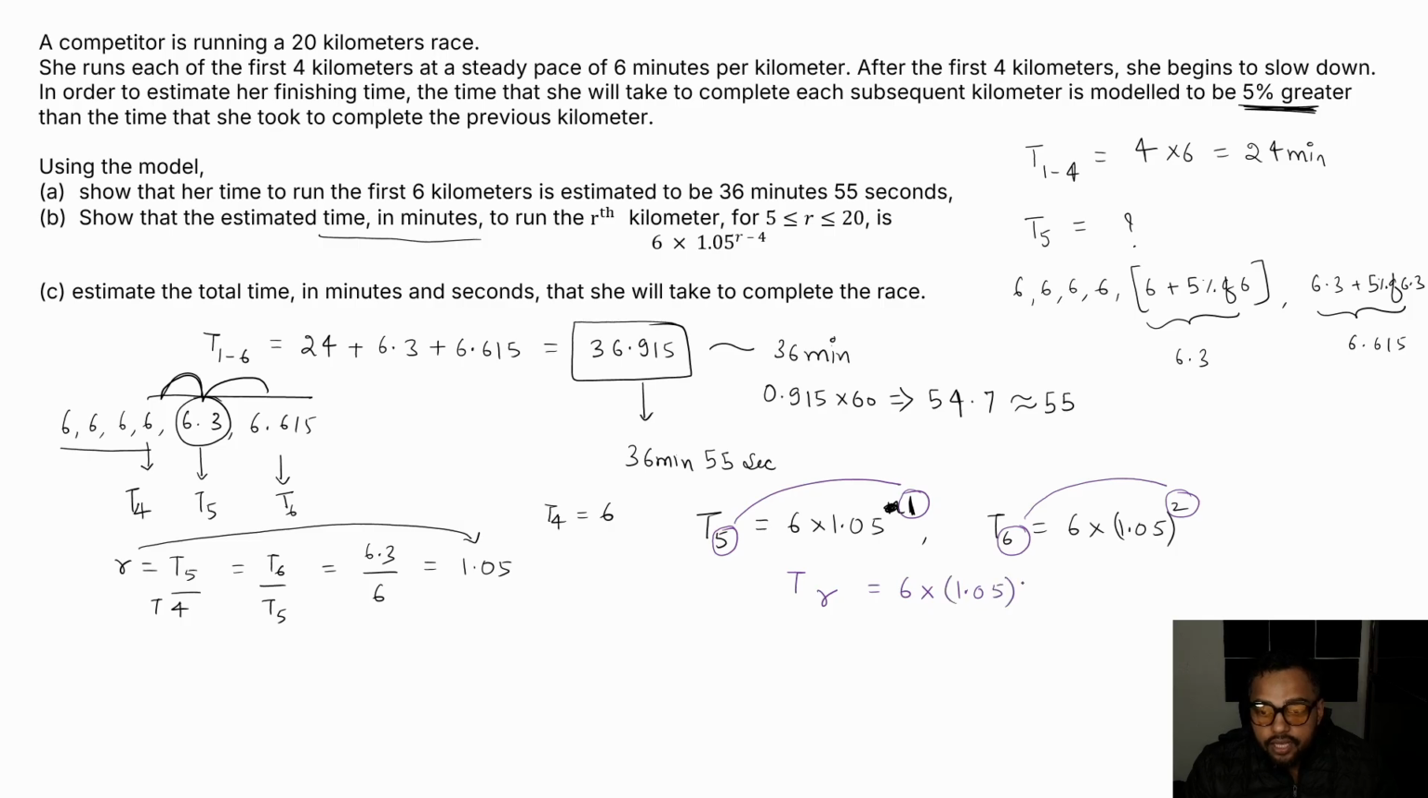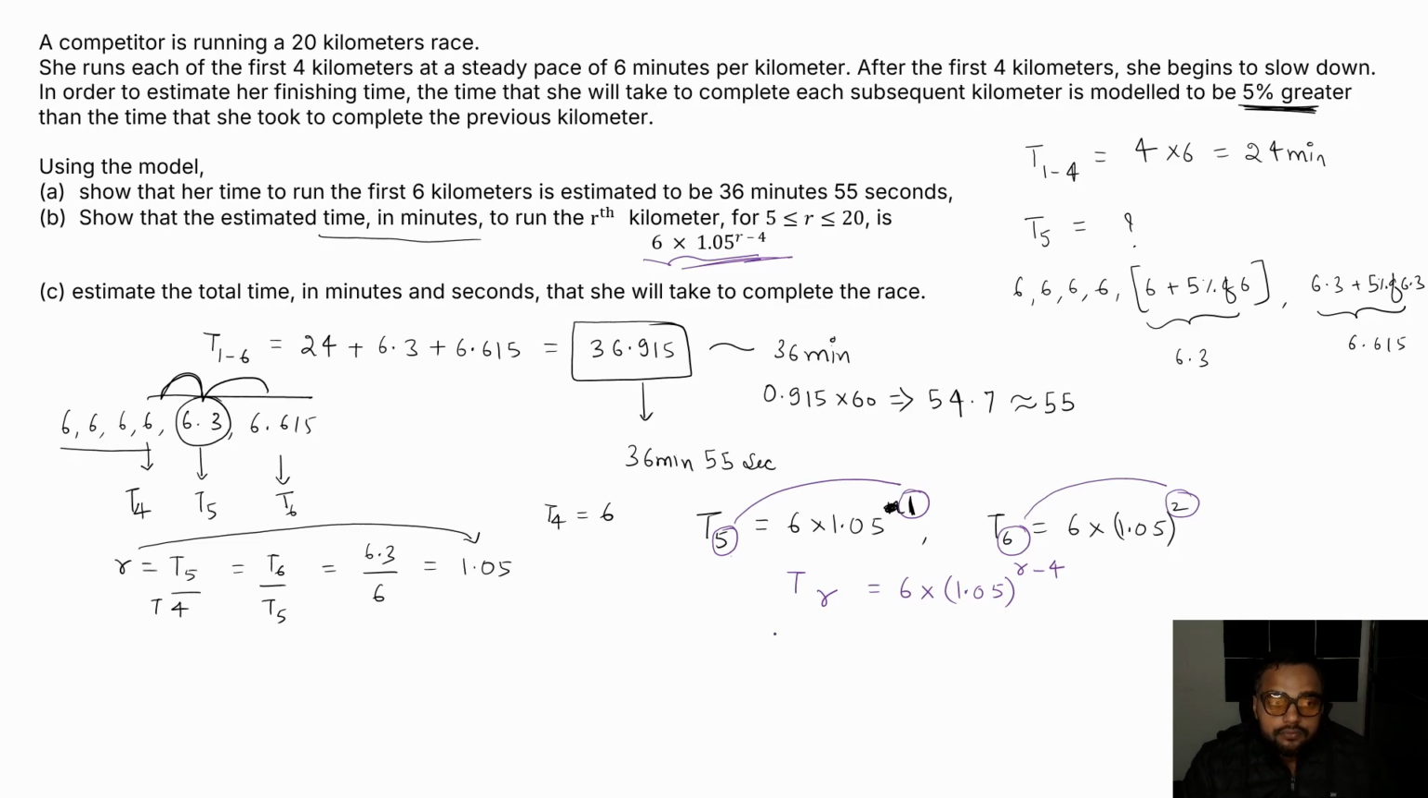Now what will be the value, what will be the exponent here? That will be equal to r minus 4. How? I have shown you the relation. Here 5 is mentioned, so we are getting the exponent as 1. Here 6 is the kilometer, so the exponent here is 2. So for the rth kilometer, it will be r minus 4. This is only what they wanted to show. They have asked us to show this, so we need to write it like this, how we figure it out for the rth kilometer.